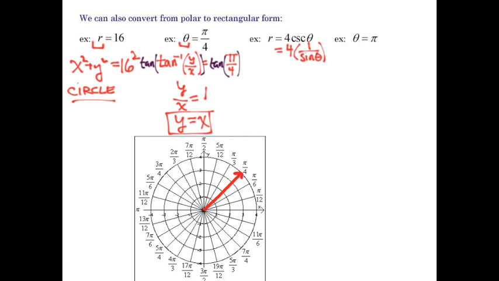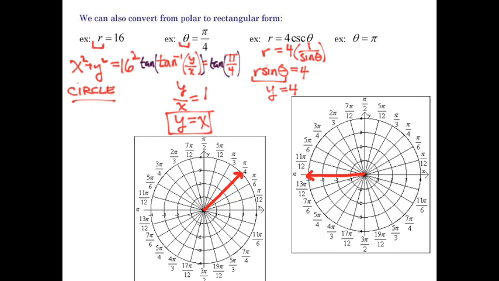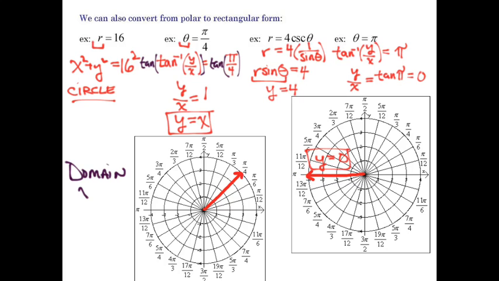For the next one, that's 1 over sine of theta, and I have r on that side. R sine theta is 4, r sine theta is y, so y equals 4. That should be a horizontal line. And so for the last one, I have theta is pi, and I take the tangent of that, and I get y over x equals 0, which is my y equals 0, only along this line though, because again, I'm restricted to theta equals pi, which is a rotation of pi, which is right there. Alright. The domain matters, right? So you got to be a little bit careful.